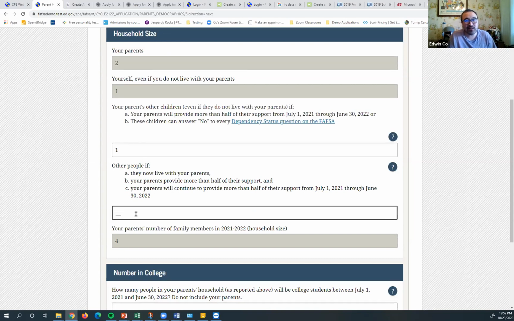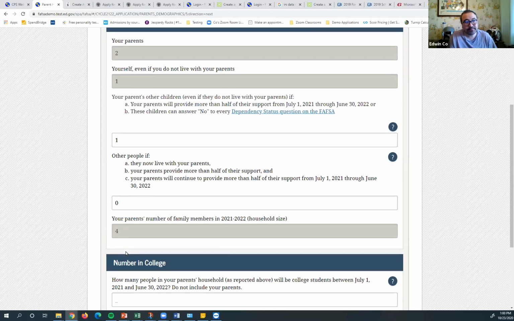Next box is other people. Do your parents support maybe a grandmother that has moved in with you that they're financially supporting, or a grandparent, or maybe your parents took in your cousins and they're financially supporting them? That's where this other number comes into play. I'm just putting 0 for now because my parents aren't supporting anyone else. As you can see, they'll add up those numbers into this number right here. It's automatic. This is your household size.